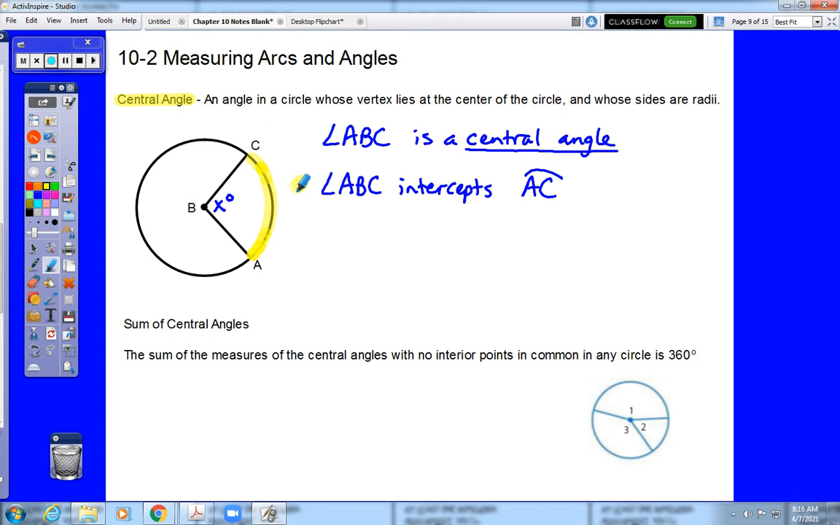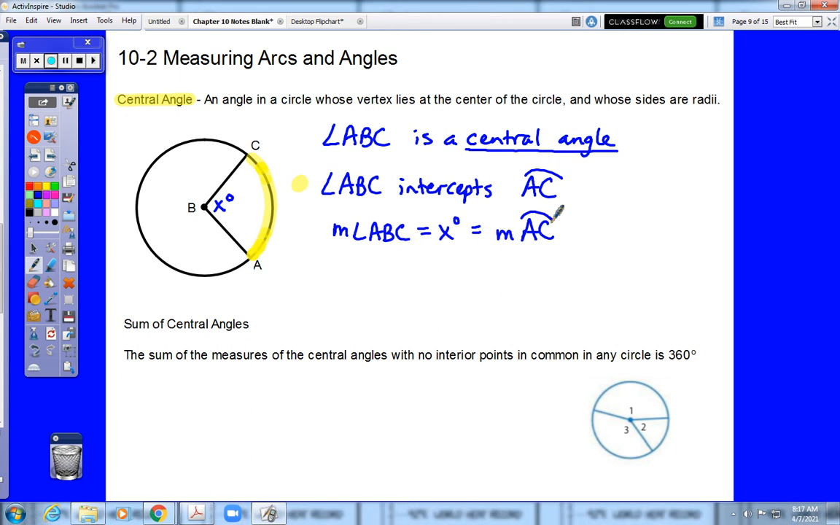Okay, so that arc AC would be named with its endpoints, and we would use this arc symbol over the top, sort of like a line segment symbol but curved, to indicate that it is an arc. Okay? The measure of angle ABC is x degrees, and that's also equal to the measure of arc AC. Okay? That's how central angles work.